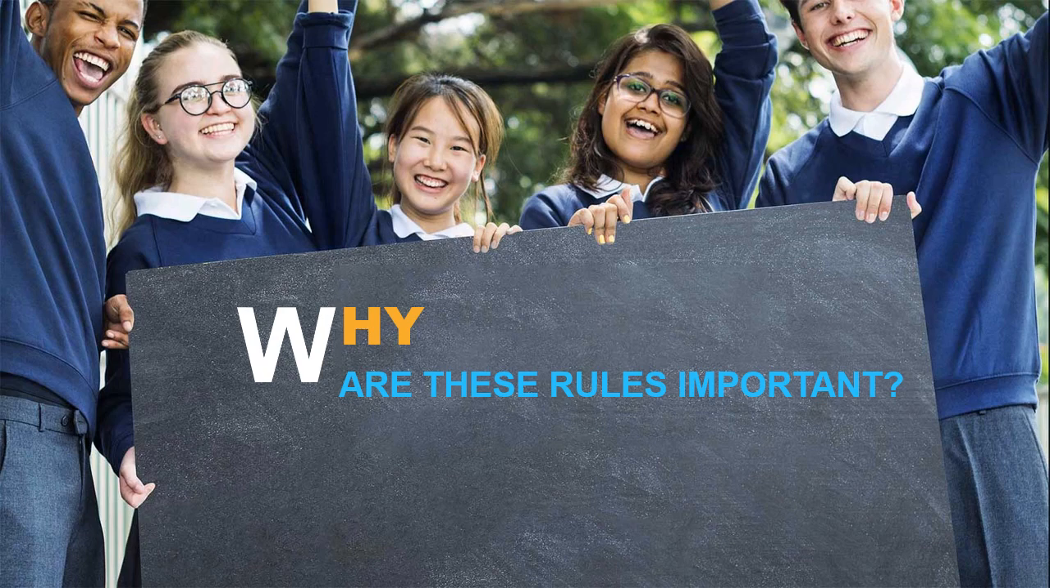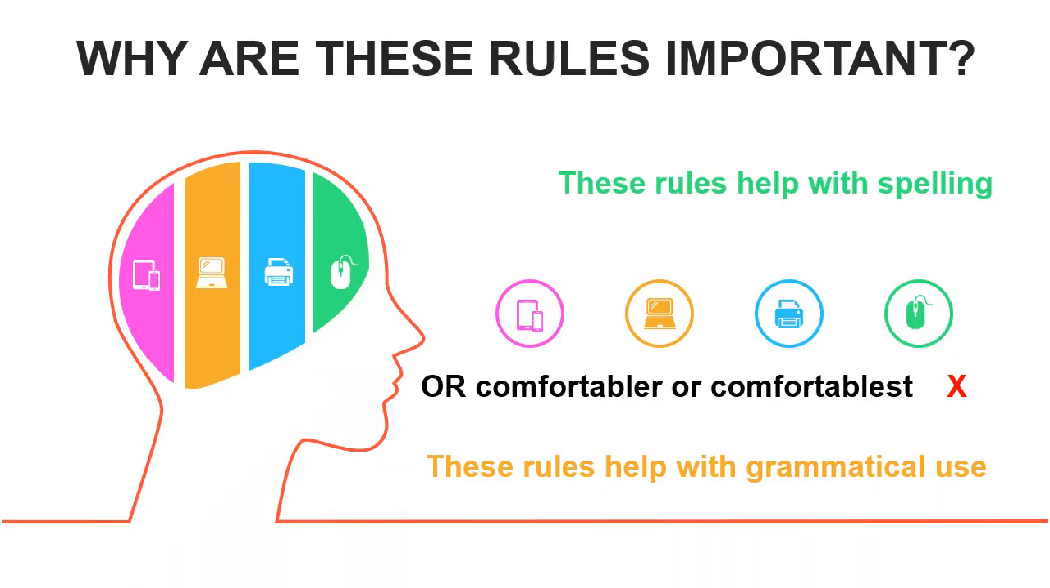Now, why are these rules important? These rules help you with spelling and also with grammatical use. I get kids these days that write the word happier and happiest incorrectly, like the examples that I've given you. Or the word comfortable, they write comfortabler or comfortablest, which is of course incorrect. So these rules will definitely help you with your spelling when it comes to writing.